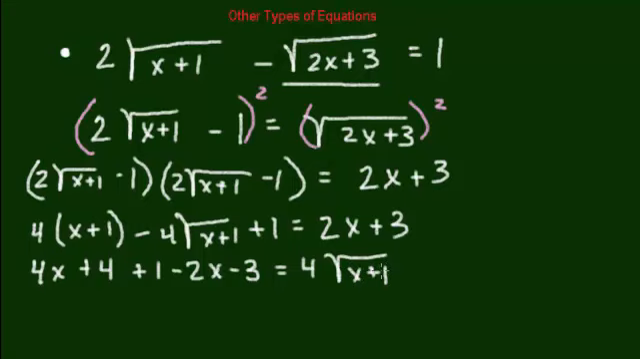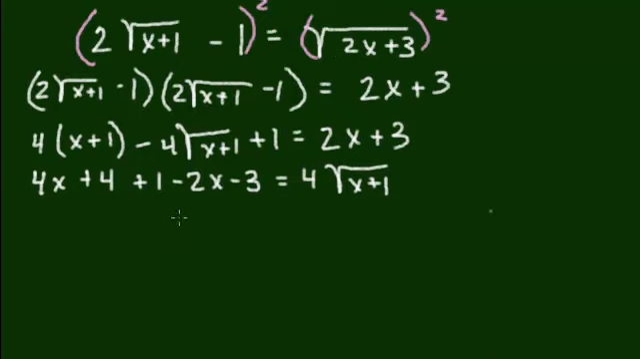I know that's really stunning. I'm going to move the screen up. Alright, here we go. I've got 2 x's over here, plus 4 plus 1 is 5, minus 3 is plus 2, equals 4 times the square root of x plus 1.